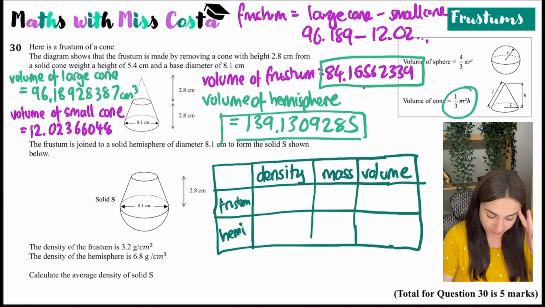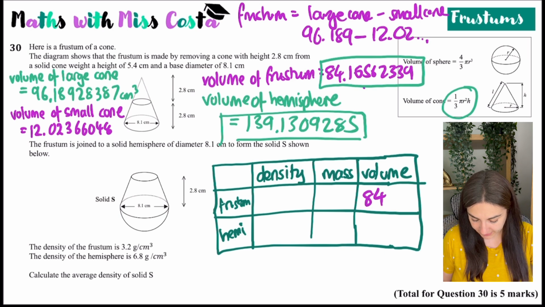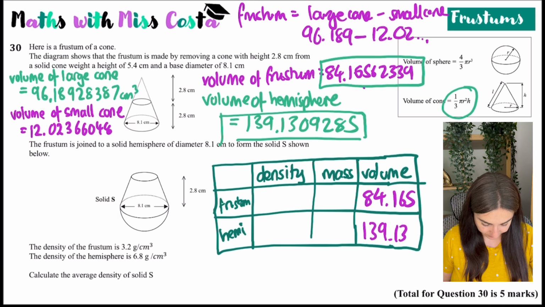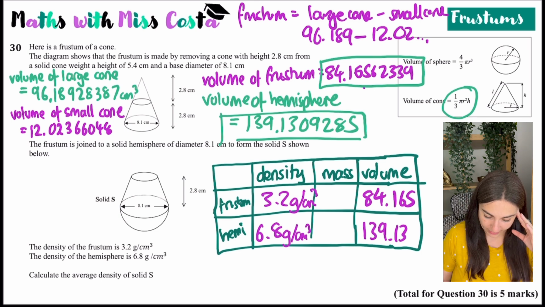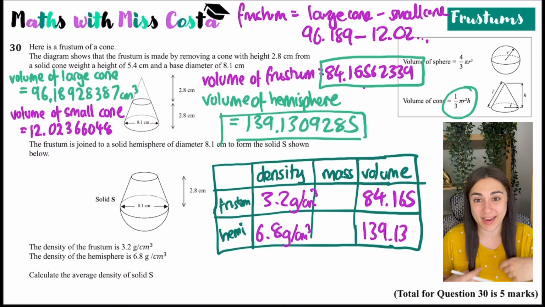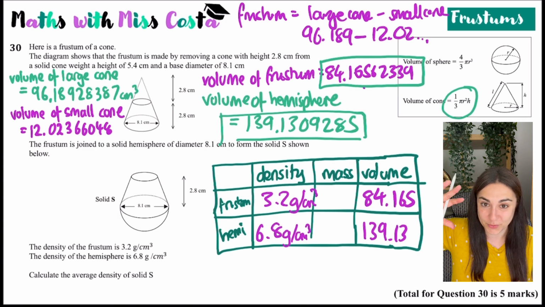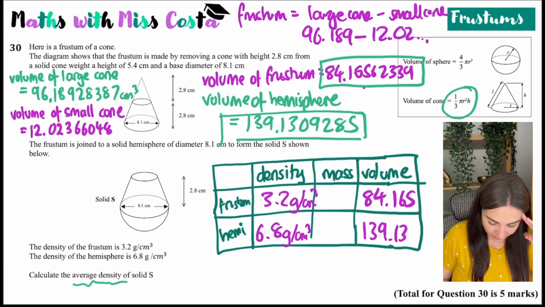So now let's put all of the information that we have. The volume I have worked out of the frustum is 84.165. The hemisphere is 139.13. I've got the full values here. Mass, I don't know, but the density I've been told, so frustum has a density of 3.2 grams per centimetre cubed, and hemisphere has 6.8 grams per centimetre cubed. So all that is left is to work out the mass, and I need to know the mass because to work out the average density I need the total mass divided by the total volume. This is why this is a little bit of a nasty question.